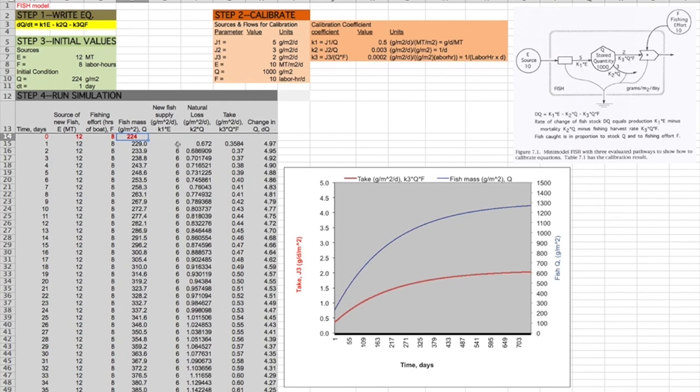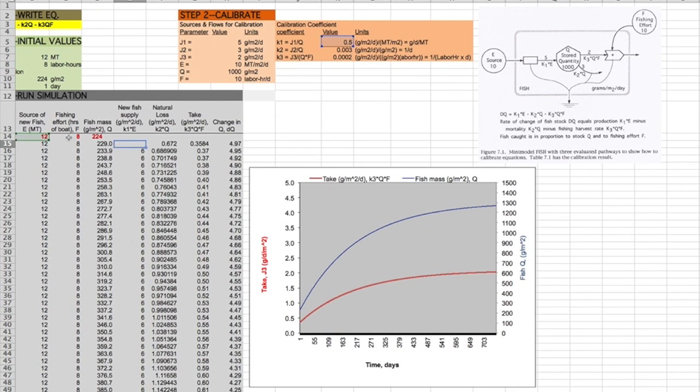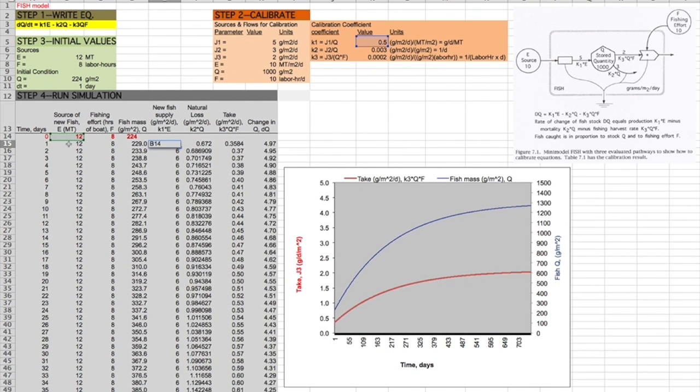Next we'll go to day 1. So on day 1 we have a flow of new fish coming in, and it's K1E. It's always K1E. What is that? It refers back to K1 up here in our calibration area, 5. Note that has dollar signs. And then it refers to our B14 over on the left-hand side in our second column. That equation is just copied down. Note that it's always multiplying times the value of E at the previous time.